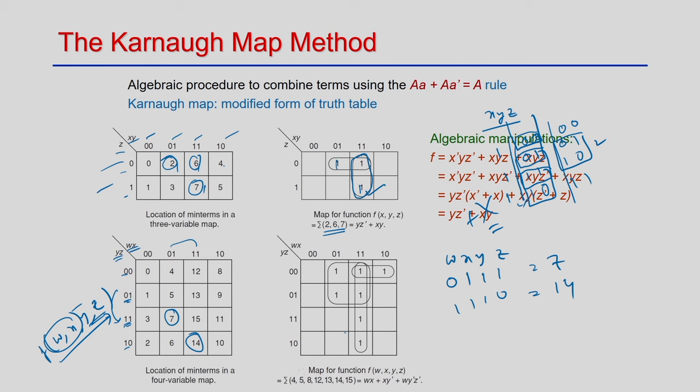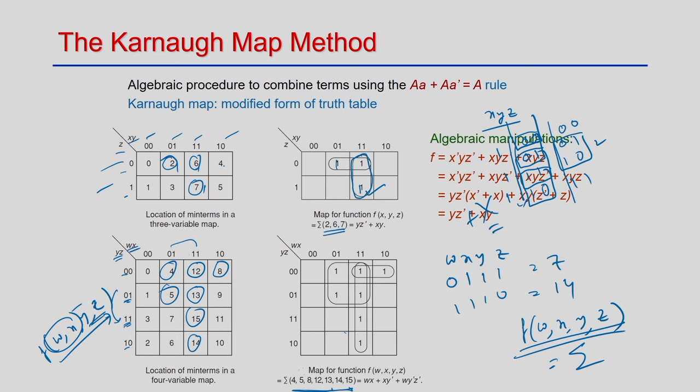Also, for a function given in terms of w, x, y and z, I can represent the min terms as integer values. I can represent this as the sum of 4, 5, 8, 12, 13, 14 and 15. It means that the product terms corresponding to the locations 4, 5, 8, 12, 13, 14 and 15 are the ones present in this function. These are the min terms present in this function. So I can represent a function in terms of these integer values corresponding to this table.